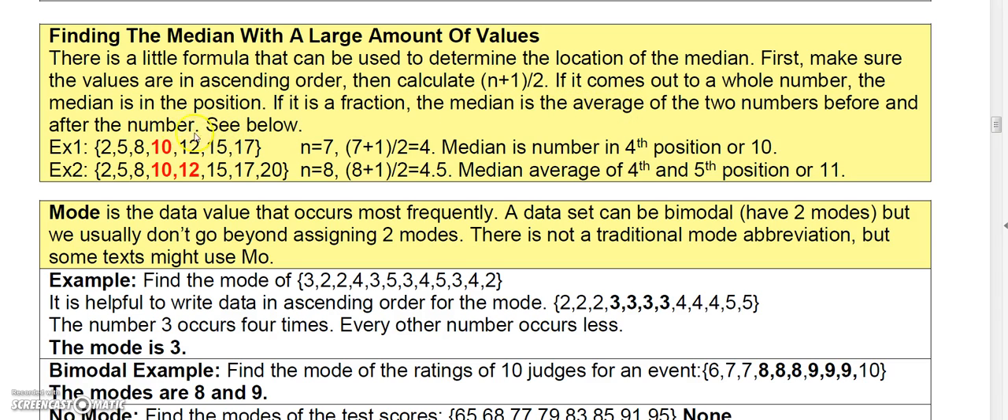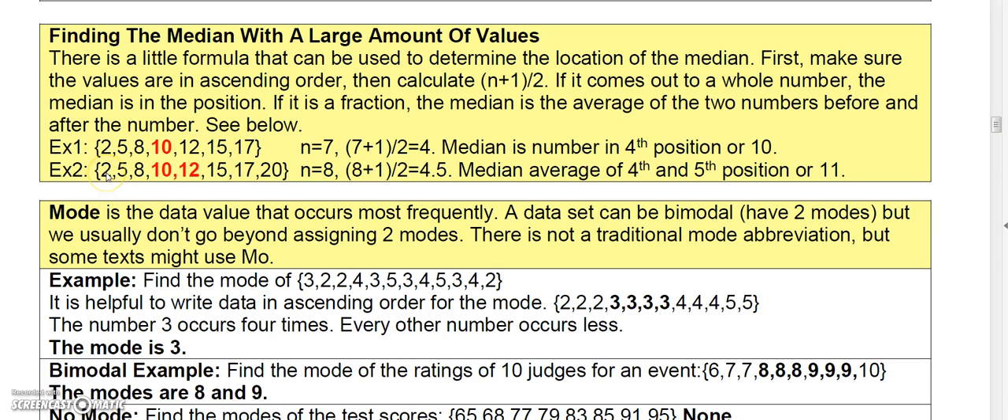So let me just show you here with a simple example. Here I have 1, 2, 3, 4, 5, 6, 7. So if I do n plus 1, 7 plus 1 divided by 2, I'll get 4. So that tells me the median is in the 4th position, which is 10. Now these are written in ascending order for simplification here, but remember, if they're not in ascending order, make sure you write them in ascending order first.